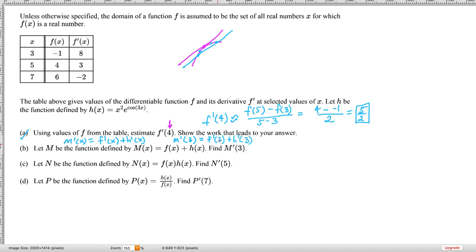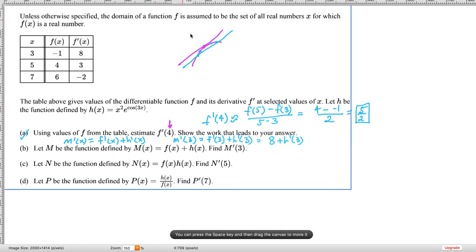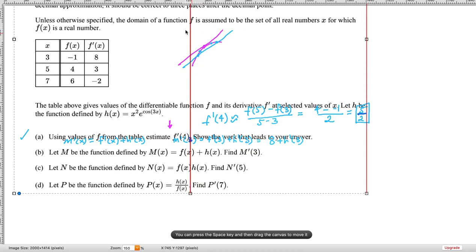So f prime of 3 they give me in the table. F prime of 3 is 8. So then this is going to be equal to 8 plus whatever h prime of 3 is. But in order to get h prime of 3, I need to differentiate what they have here for h. So I'm going to take my time with this because this is a tricky derivative, more or less.